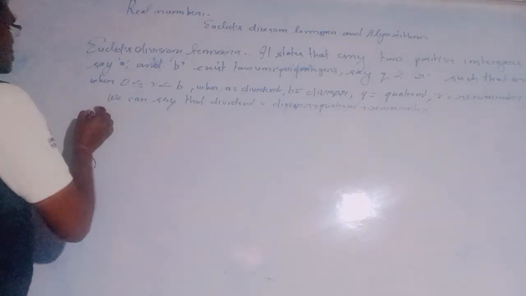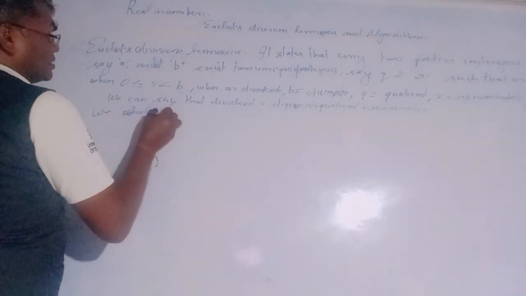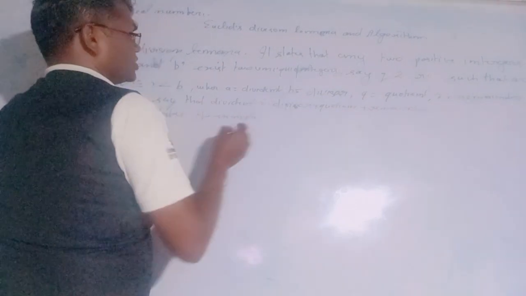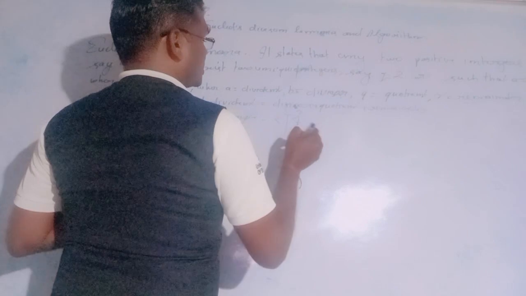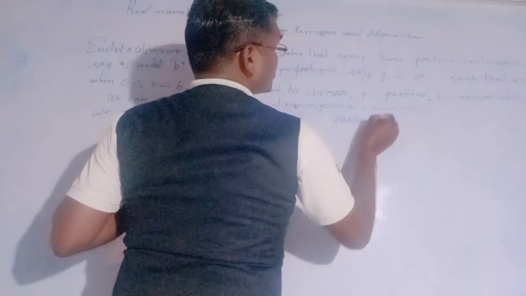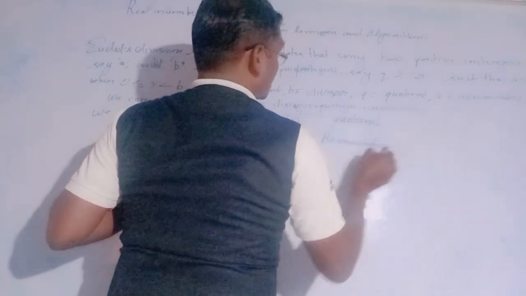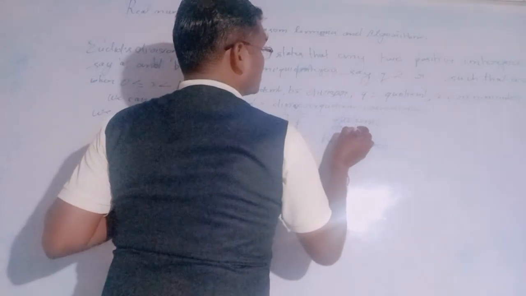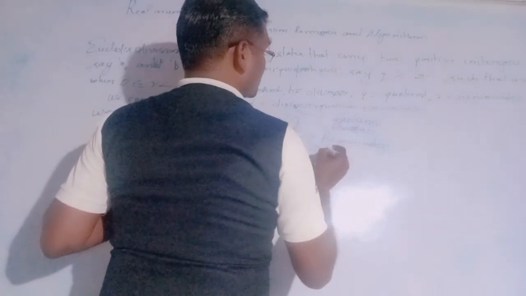Let us take an example. Suppose 7 divided by 3: 3 twos are 6, remainder 1. So here is the quotient, here is the remainder, this is the dividend, and this is the divisor.